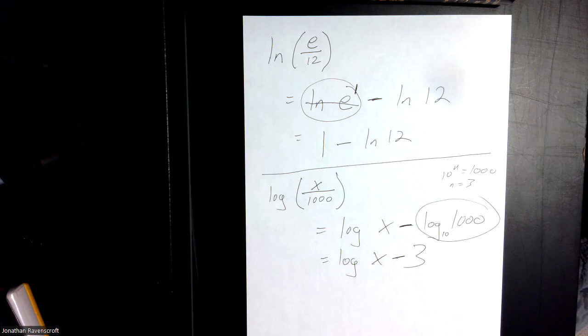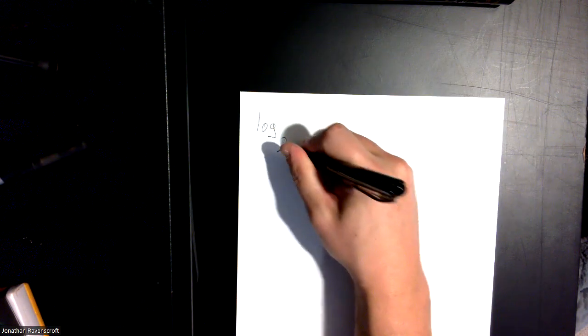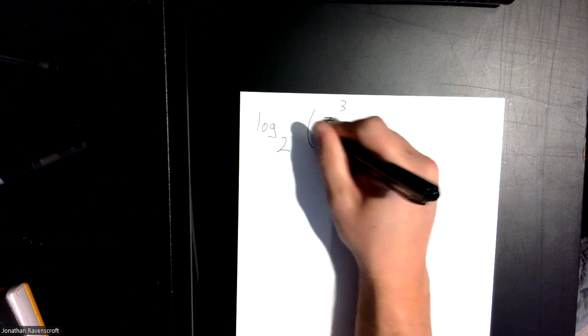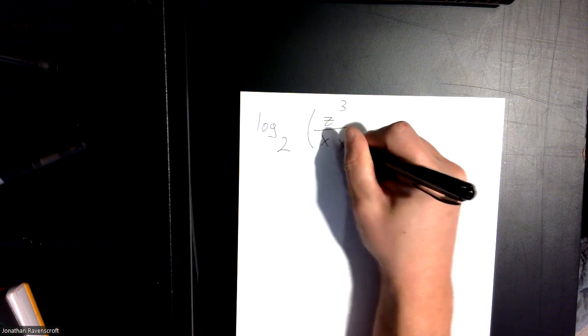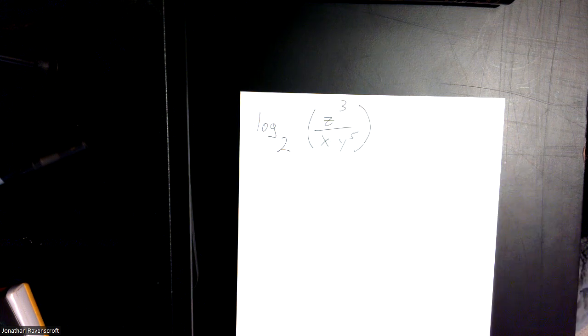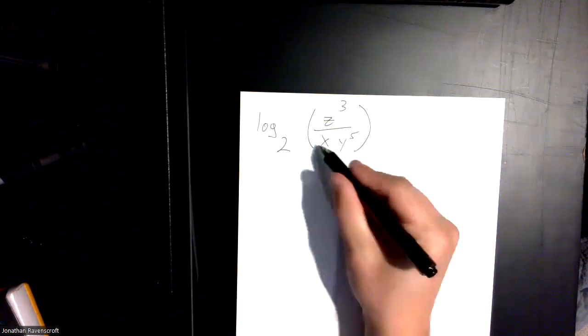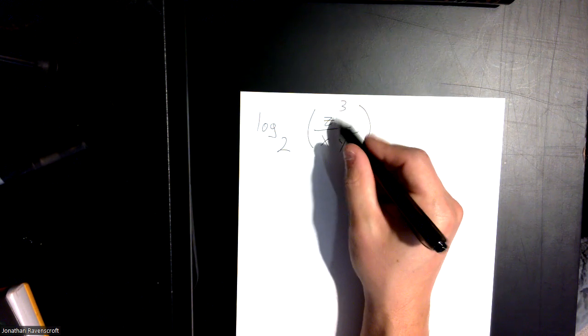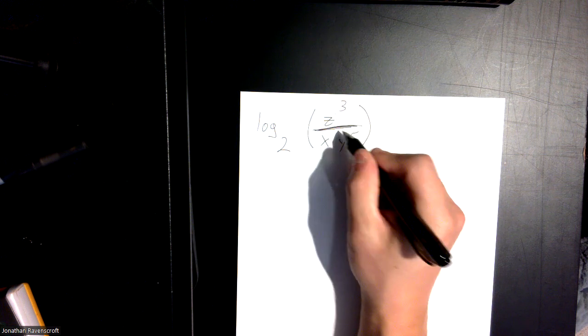Okay, let's look at some more complicated examples of that. Let's say I have log base 2 of z cubed over x, y to the 5th. Now here, we've got a product, and we also have a difference. No, I'm sorry, a quotient. This divided by this.